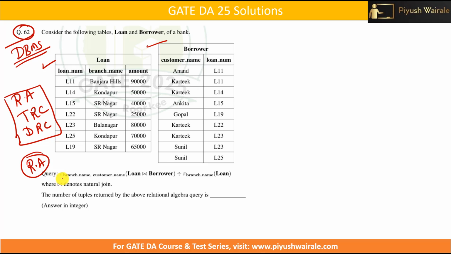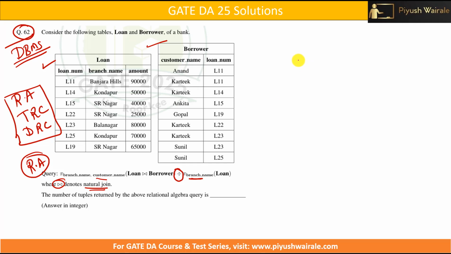Here we can see we have a pi, so projection, branch_name, customer_name, on loan, and this symbol indicates a natural join between loan and borrower. Then we have a division operator, with branch_name projected from the loan table. I hope everyone knows about the division operator. Division means that for all the values of this particular field, there must exist a corresponding value of the customer name, because we are dealing with two tables here. We'll discuss with the help of an example how this division operation works.